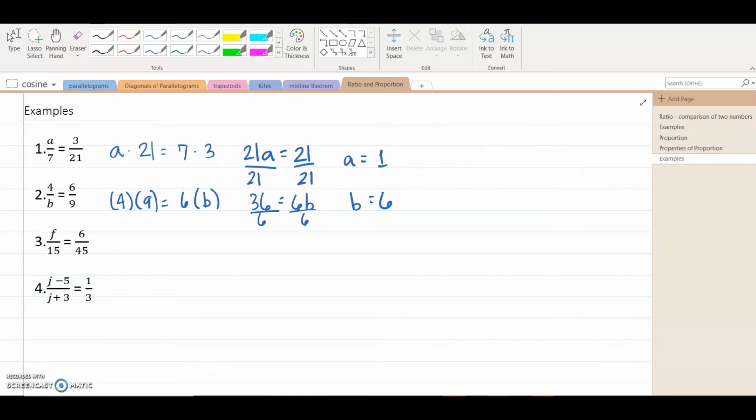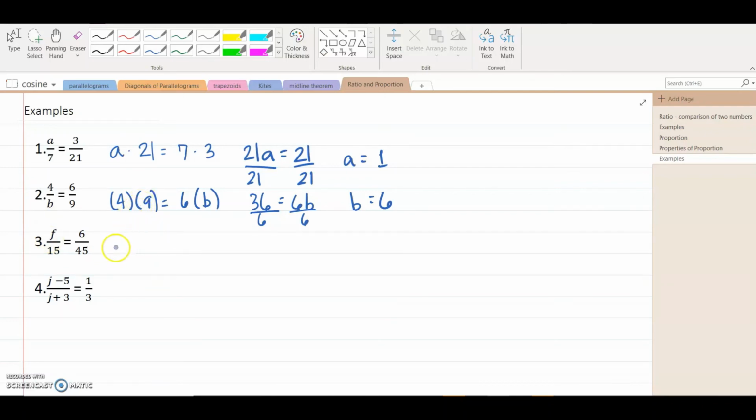If we're going to check, we have 4 is to 6 equals 6 is to 9. If we're going to get the product by cross product, we have 4 times 9, 36. 6 times 6 is also 36.